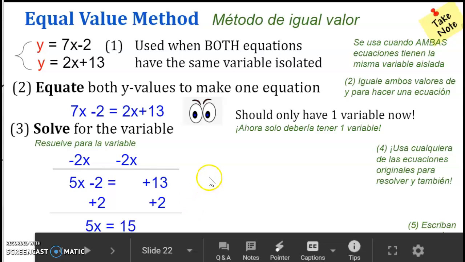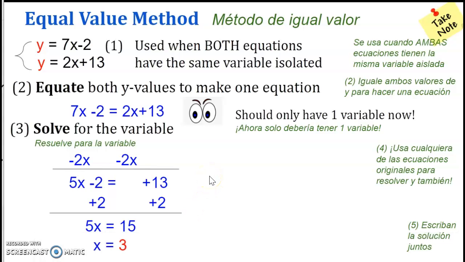That leaves me with 5x is equal to 15. And then from there, since 5 is being multiplied to x, I undo 5 by dividing by 5 on both sides, and that leaves me with x is equal to 3.